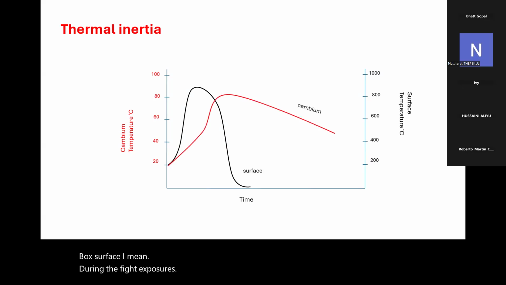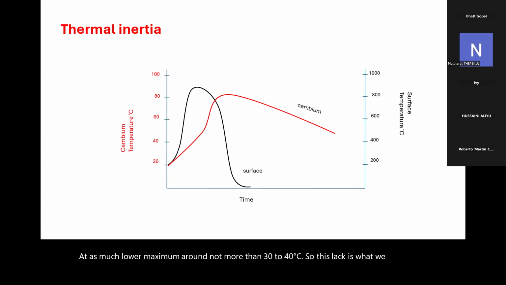Meanwhile, the red line shows the cambium temperature. Unlike the surface, it heats up more slowly and peaks later, at a much lower maximum, not more than around 30 to 40 degrees Celsius. This lag is what we call thermal inertia.